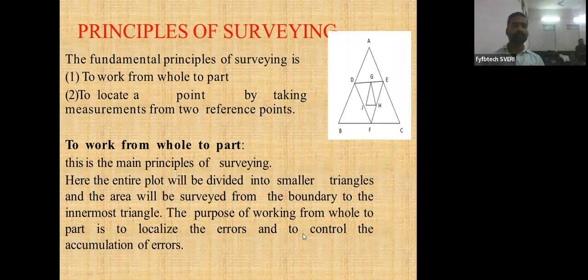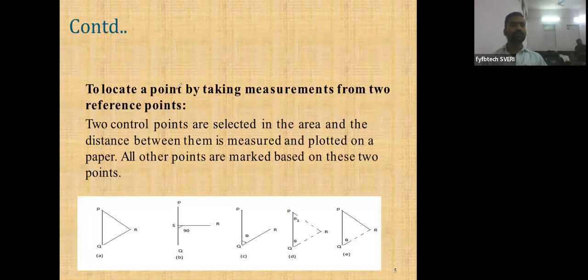Then the second principle is to locate a point by taking at least two measurements. What are the measurements? Measurements are linear or angular. If this is point A and this is point B, I want to determine the distance between these two. Suppose I draw a figure: PQ is one line, and R is another point. I have to locate R with respect to PQ.